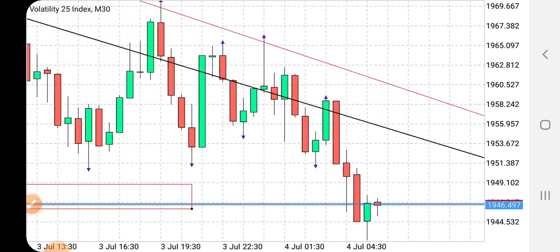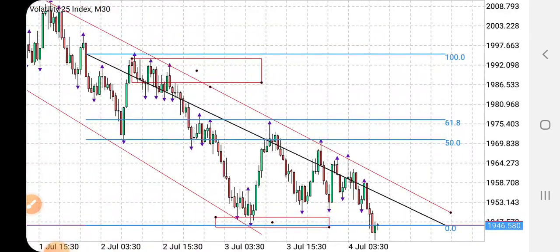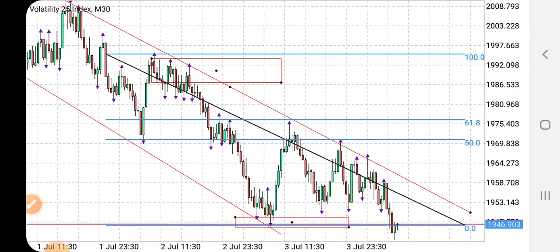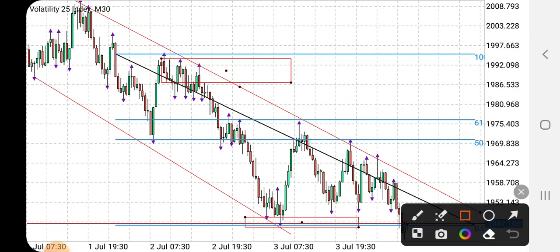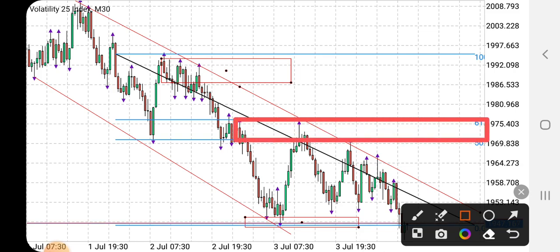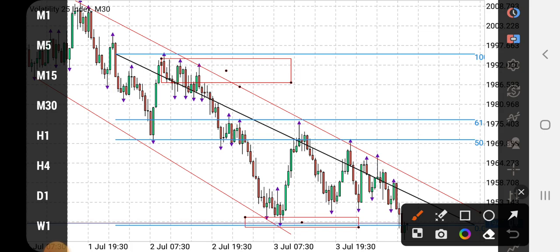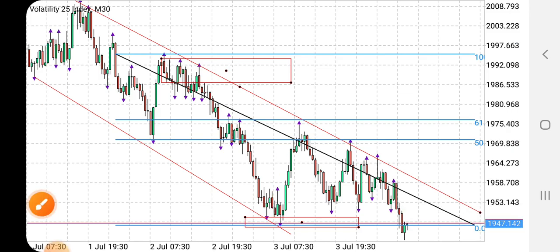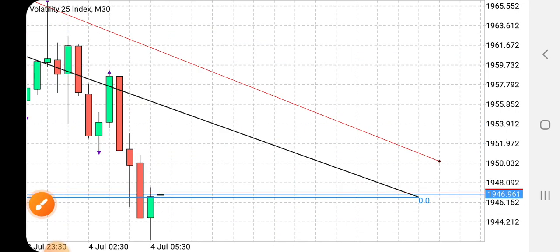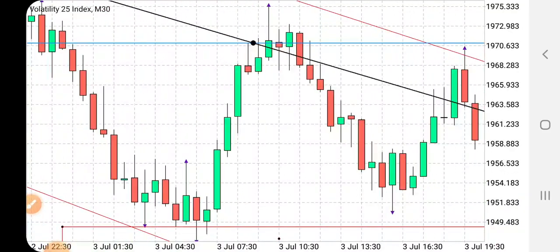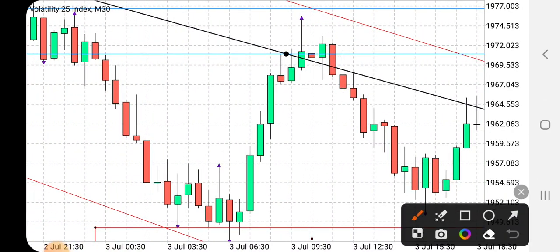So if you look right here, for instance, we are targeting this level, so you guys should know. Now the price has pushed into this level. Should we just sell? No, we are not selling. The only point we sell at level 50 is at this point. You can see this particular bearish engulfing right here. That is the point we sell.